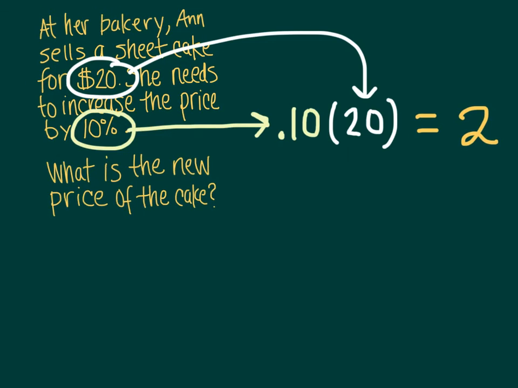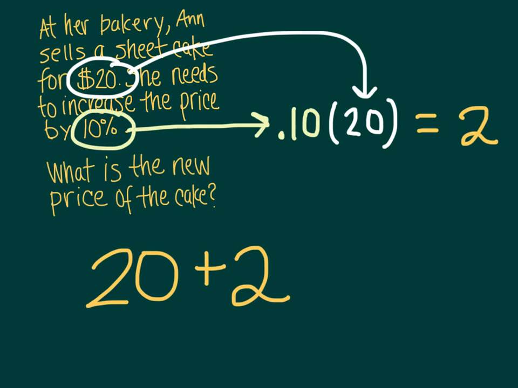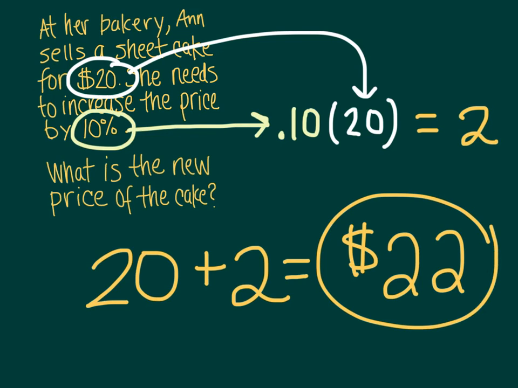Now this 2 is not the new price of the cake. This 2 is just 10% of 20. We're going to increase the price by 10%, so that means we're going to take the starting price of 20, add on 10%, and 10% is $2. So we can add on $2, and we get the new price of the cake, which is $22.